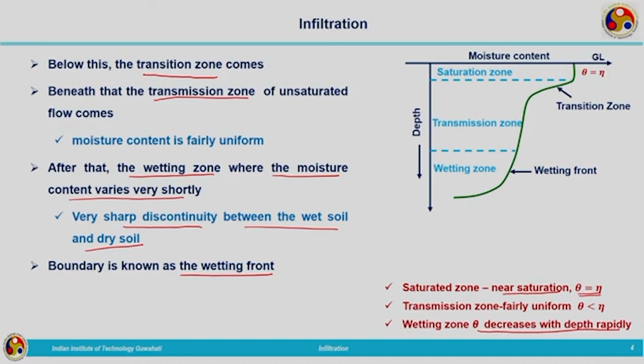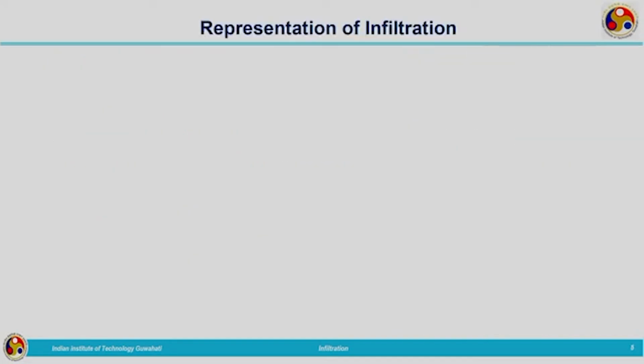The important term related to the boundary separating the wet soil and the dry soil is the wetting front. So, the 4 zones which we have seen are the saturation zone, transition zone, transmission zone, then wetting zone. This is the detailed explanation of the soil moisture profile during the process of rainfall. Now, we need to know how the process called infiltration can be represented, because for any analysis we need a proper representation of the hydrologic processes.